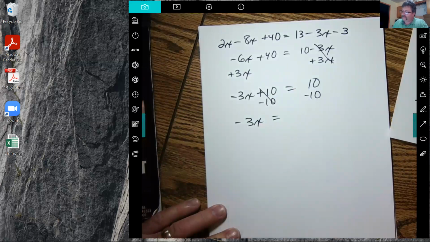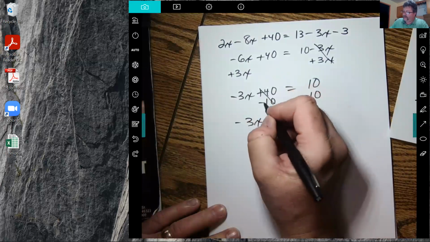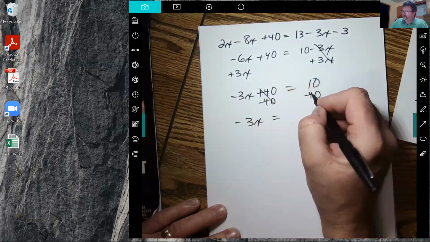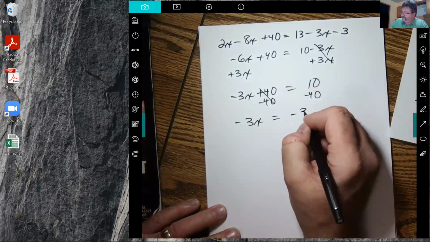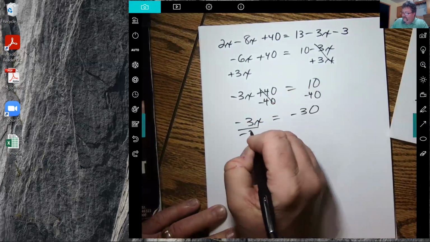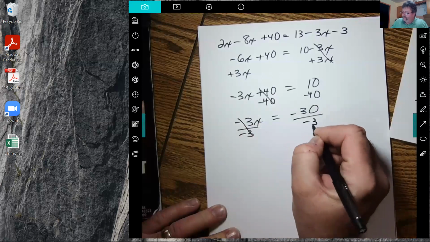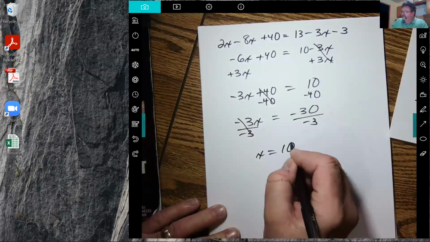Did I make a mistake? Oh, that's a 40. That's a 40. I did make a mistake. Negative 3x, because it would come out to be 0. And there's nothing wrong with 0 for the answer, but I wasn't expecting it. So, okay, it's not 0. It's going to be negative 30. Divide by negative 3, divide by negative 3. We're going to get x equals 10.